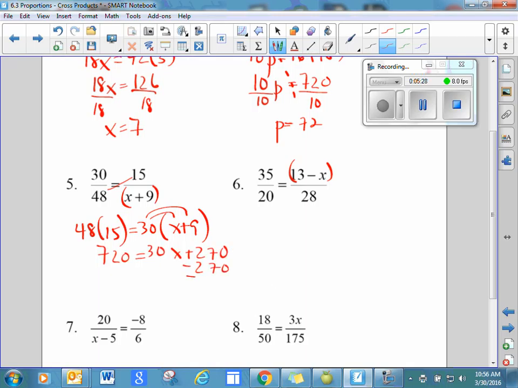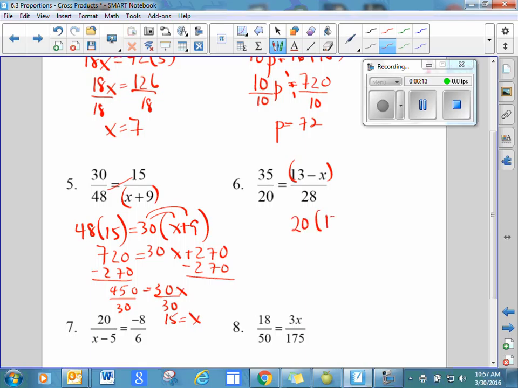Subtract 270 from both sides. And we get 30x is equal to, let's see, what's that? 450. Divide by 30, I'm running out of room. And we get x is equal to, I think that's 15. 450 divided by 30 is 15. And obviously the way to check it is to plug 15 in for x and make sure that your cross products are equal. Let me do number 6, and then I'm going to ask you to do number 7 and number 8 on your own.